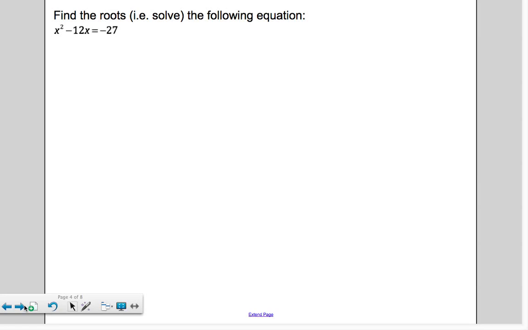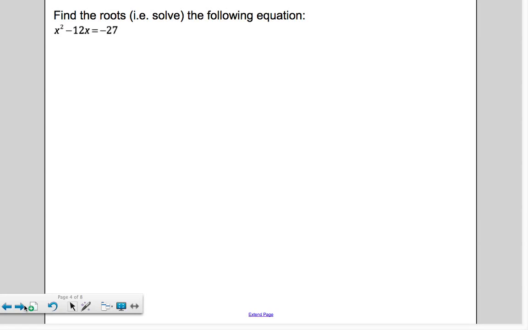Divide negative 12 by 2. Negative 12 by 2. And then square that number. Okay. You're on the right track. So what are you doing? What's that process called? Complete the square. So you're saying on the left side of the equal sign, we want to try and complete the square. So we could try that.